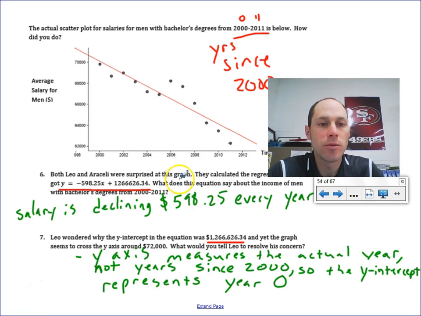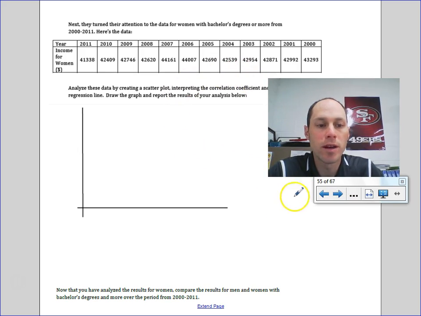So here we saw that the information said salaries are declining for men. What do we gather from women? And then when you're done with that, once you've analyzed the results for women, compare the results for men and women with bachelor's degrees and more over the period from 2000 to 2011 and make a comparison with those based off of the statistics that you have. So pause the video, do that, then restart it when you're ready to see those results.